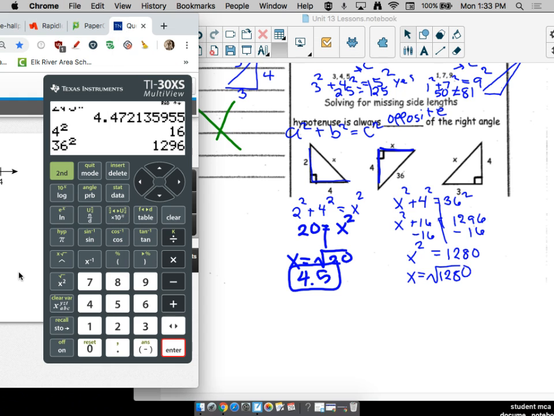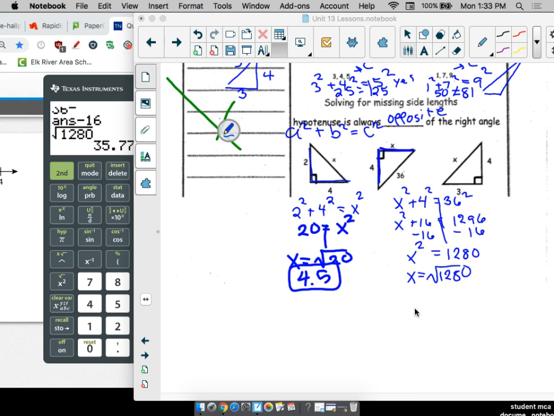And again, what I would do is subtract that from the 16. And then now I'm going to square root 1280. It's going to be 35.8. X equals 35.8.